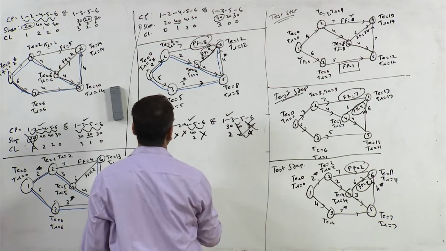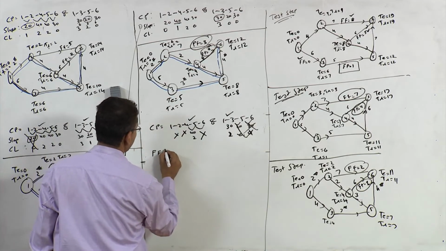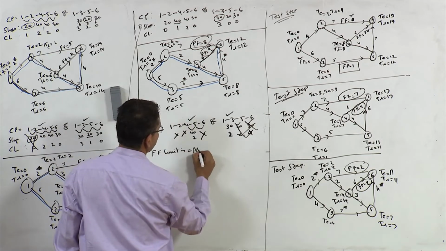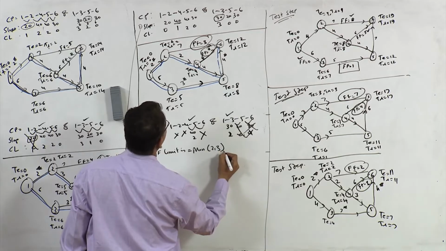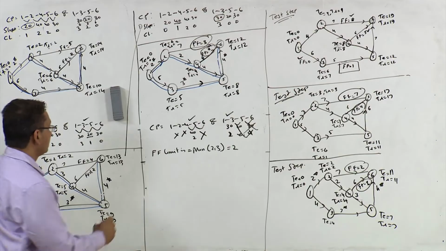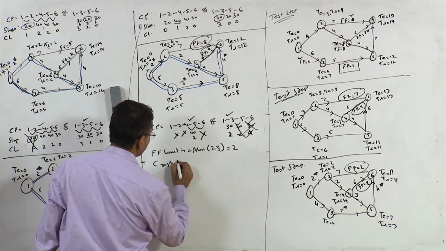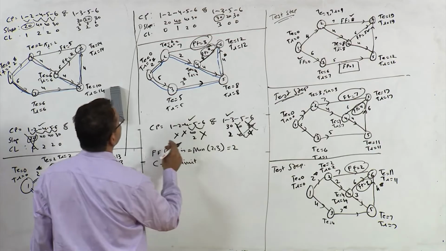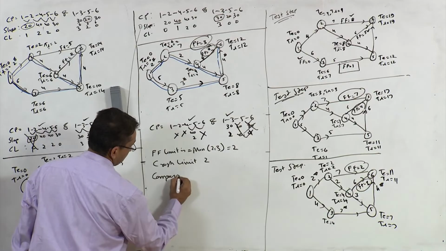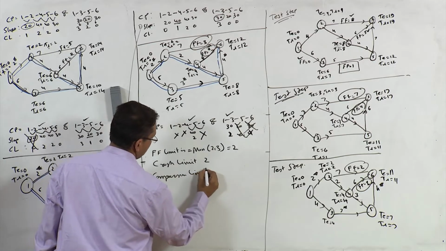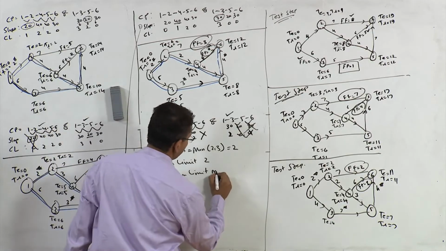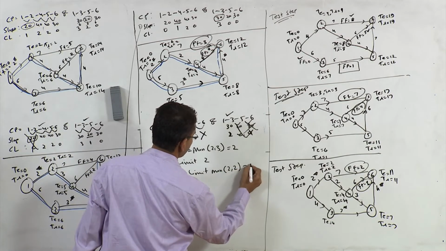So what is free float limit? So free float limit is minimum of these two, right? Minimum of 2 and 3, right? Which is 2. And crash limit is, what is crash limit? It is also 2. So compression limit is minimum of free float limit and crash limit. So minimum of 2 and 2 is 2, right?